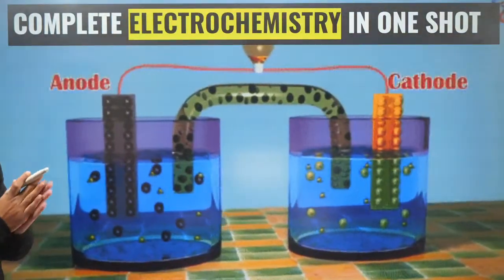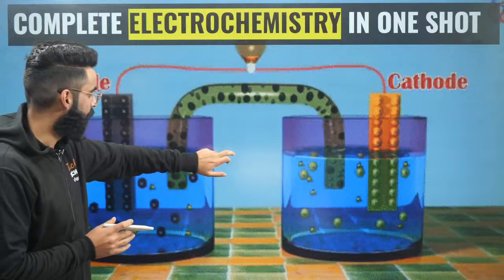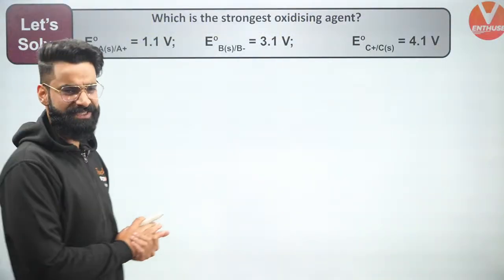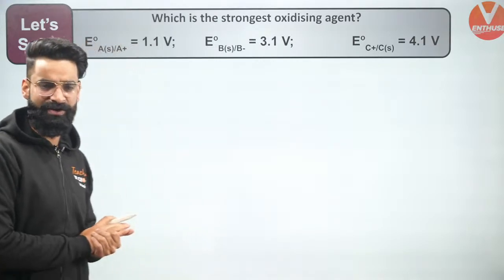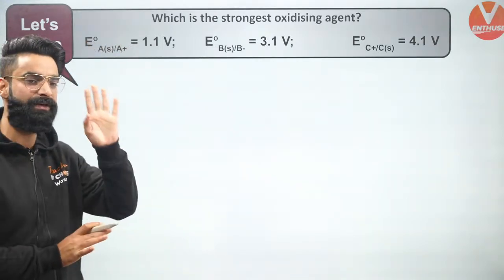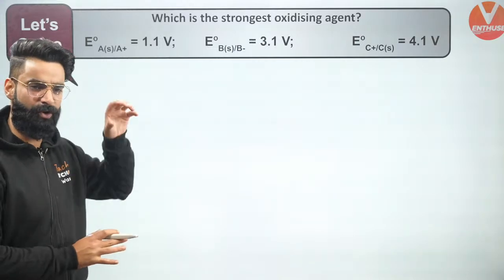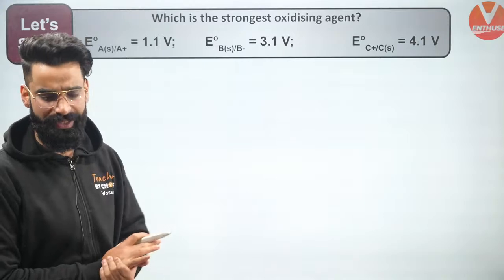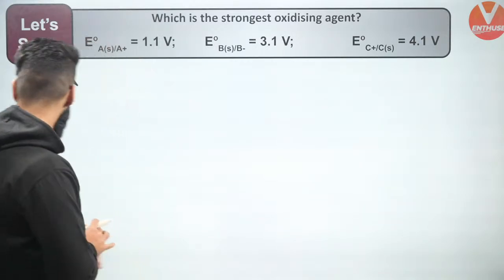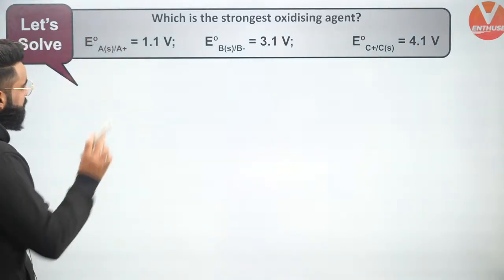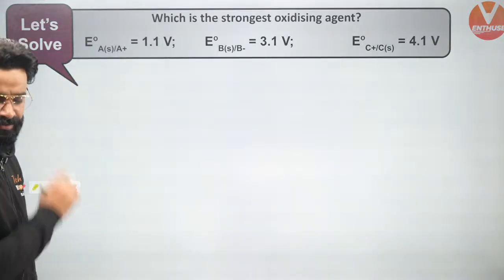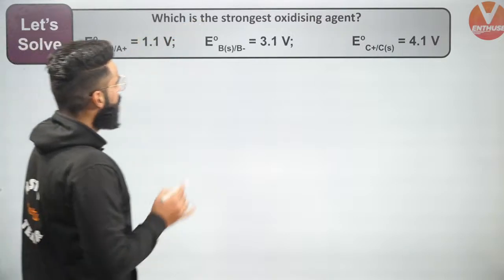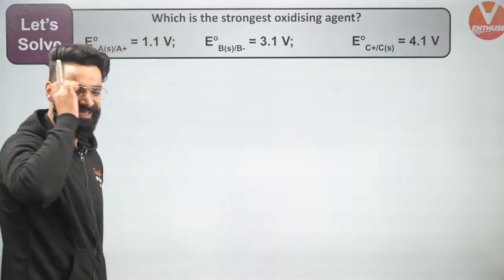All right, guys. So let's get started with the first question, which is on our screen. People, as I told you, I've come up with 40 different questions which we will be solving in today's session, by means of which your entire electrochemistry will get revised. So let's try to do the basic question, which is your question number 1: which is the strongest oxidizing agent?